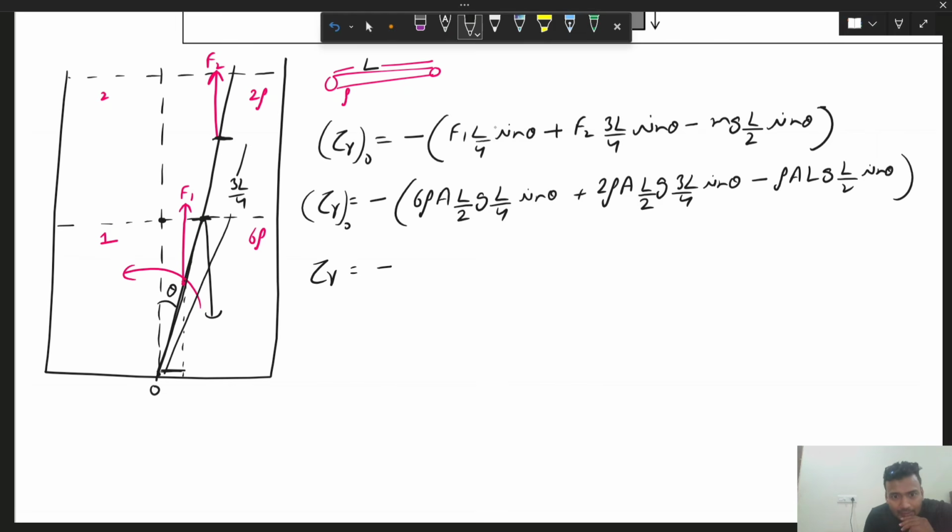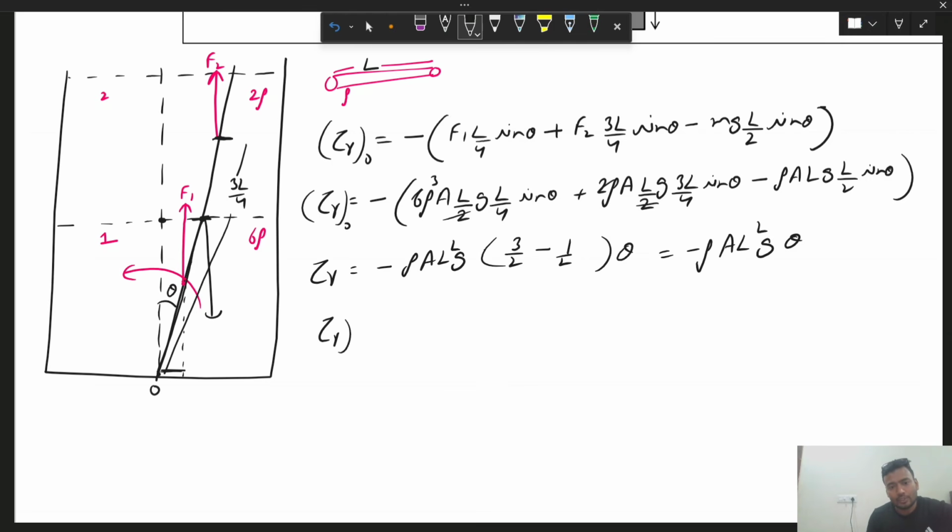So if I take rho A L square g, and sine theta also outside. And see, theta is very small, so you can take that theta outside separately. So what is left? It is 3 by 4, and here also 3 by 4. So 3 by 4 plus 3 by 4 is 3 by 2, and then minus 1 by 2. So technically it is rho A L square g, and then theta.